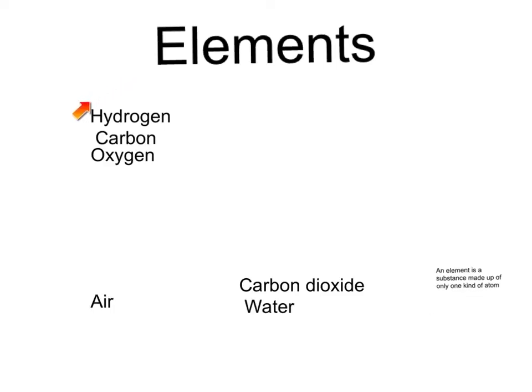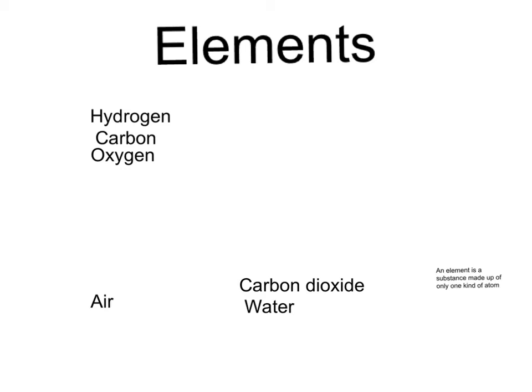Okay, so the 3 elements that we have in this are hydrogen, carbon and oxygen. Carbon dioxide and water are not elements. They are made up of more than one element. Carbon dioxide is made up of carbon and oxygen, and water is H2O. It's made up of hydrogen and oxygen. Air is something different. Air is a mixture of different things.